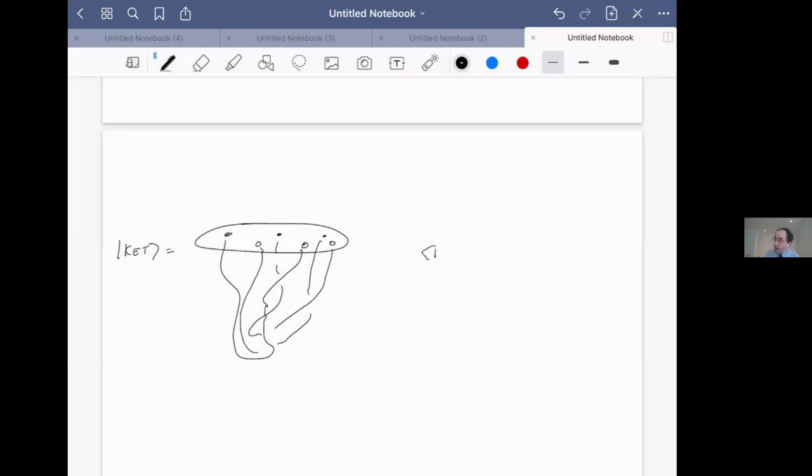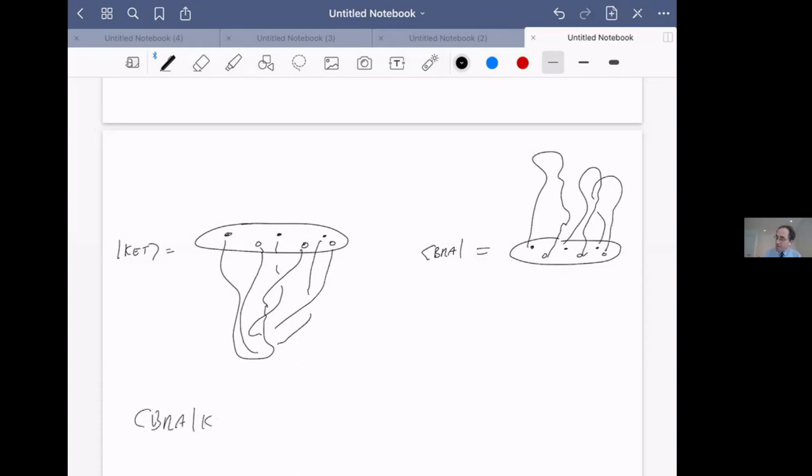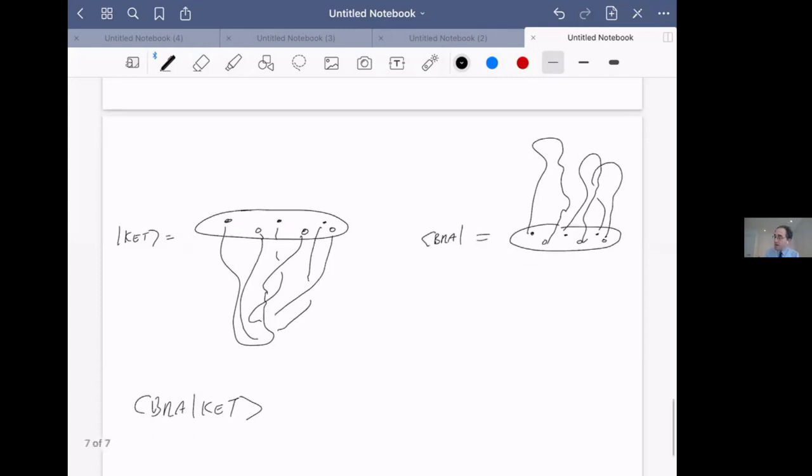And then I can have a bra. The bra, I want to have that thing start at the same point. So the particles and the holes are at the same 6 points here, and I can put any complicated knot over here, linked or not linked. And then if I want to know what bra ket is, I just connect up these two pictures in order to make a single knot.